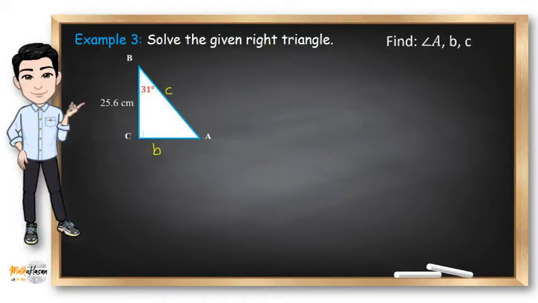Okay, so let's solve for the missing values. Let's start with angle A. To find angle A, all we need to do is to find the complement of this angle. Kasi nga, kagaya ng reasoning natin kanina, we have here 31 degrees na for angle B, and we just need to find angle A, which is the complement of 31 degrees. So all we need to do is to subtract 90 degrees with 31 degrees. And the answer is what? 59 degrees.